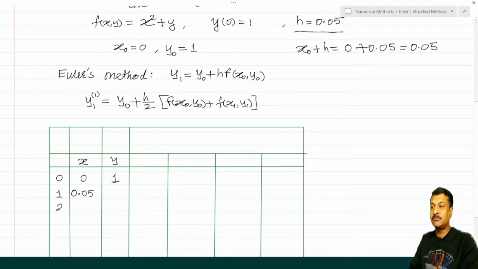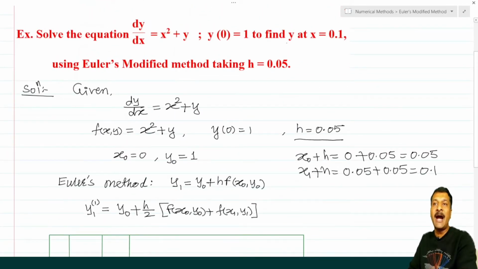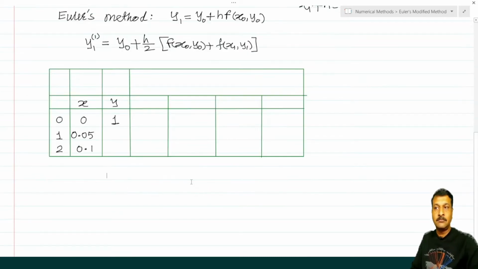After that, the second. So what is that? x1 plus h. What is x1? 0.05 plus 0.05, and that is equal to 0.1. So I will get this is 0.1. So here we want the value of y at x equal to 0.1, this is our required value. Our table is restricted up to this second value only. So here is the y value, and here we want to improve this y. Note that this y value I will find by Euler's method, and that Euler's method value I will improve by Euler's modified method.